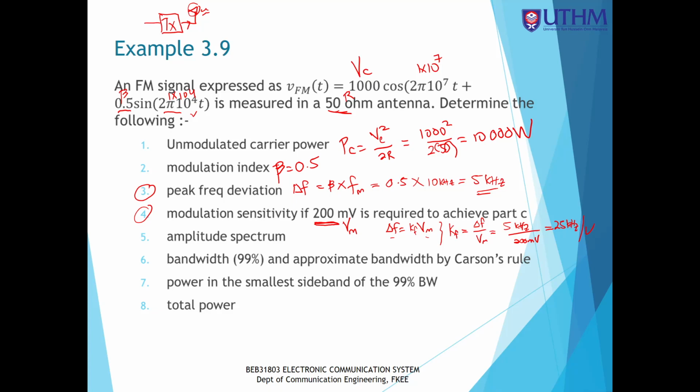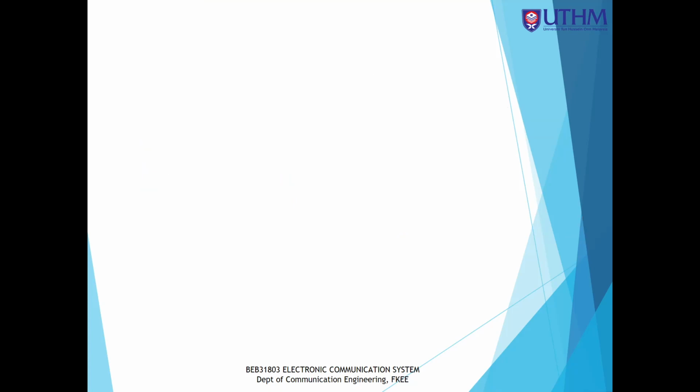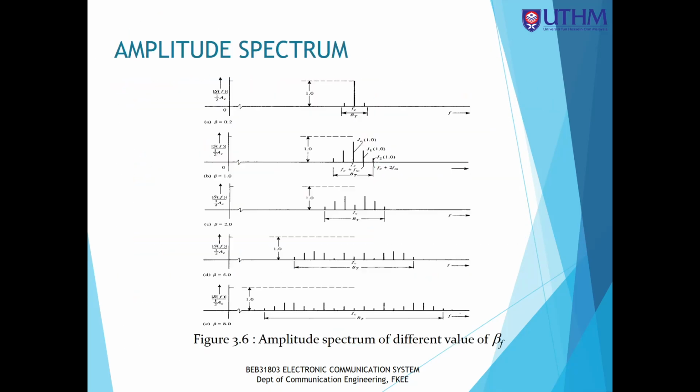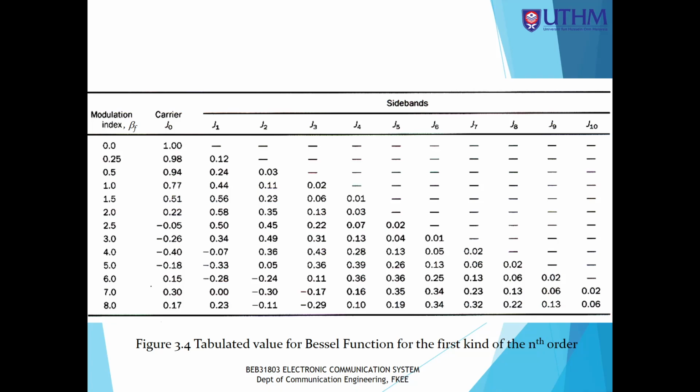So beta is equal to 0.5. According to the Bessel table, if we flash back, for a 0.5 modulation index we're going to have a carrier and also 2 pairs of sideband. That means n is up to 2. The number of significant sidebands is equal to 2.